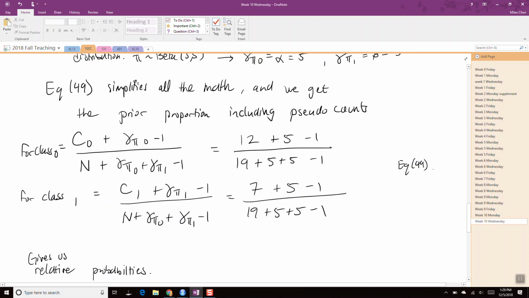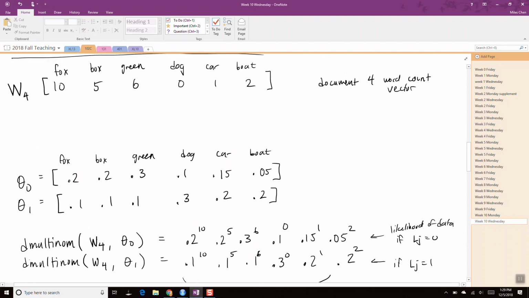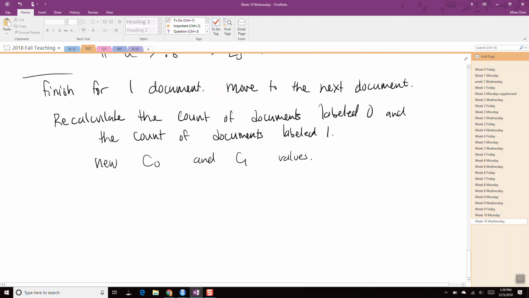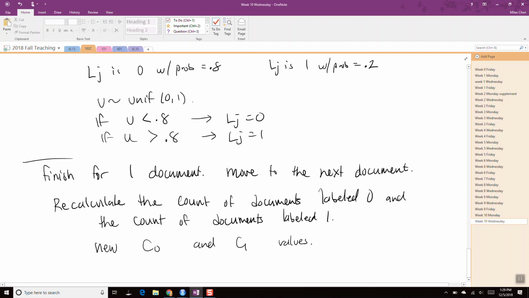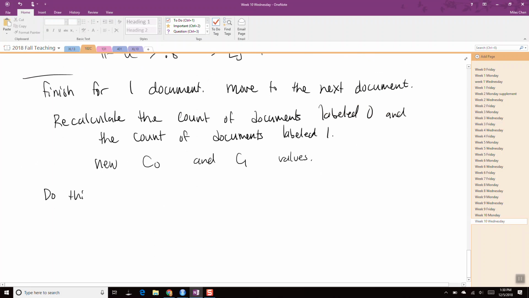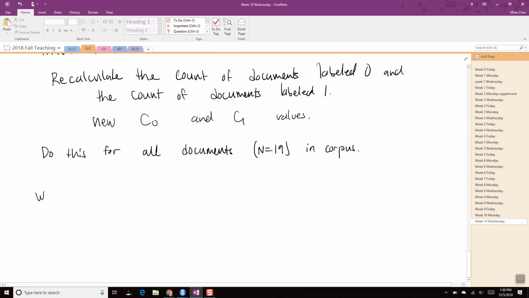Taking into account these values of C0 and C1, and taking into account theta 0 and theta 1. Okay, so you use those things, and so now after you go through all 19 documents, or however many documents are in your corpus, you have a new corpus of documents labeled 0 and a new corpus of documents labeled 1. Okay? All right, is this part okay so far? All right, and then so now the last part is, you recalculate this for new documents. Okay, so you do this for all documents in the corpus. And then when you are done, you now exit the inner loop.